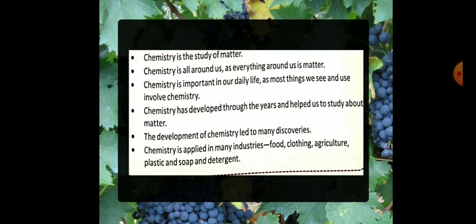Remember solid, liquid and gas forms of matter. Chemistry is all around us. Chemistry is important in our day-to-day life as we are using all the products that contain matter. Chemistry has developed through the years with the help of so many scientists. The development of chemistry led to many discoveries, of the atom, the electron, the bulb and other food items. So, chemistry is everywhere: in the food industry, textile industry, agriculture industries, manufacturing industries, plastic, soap and detergent industries.